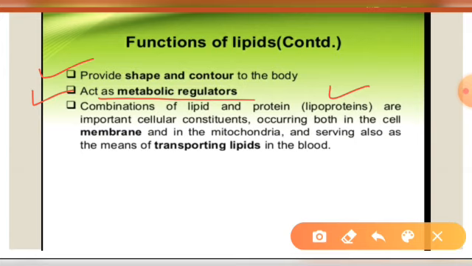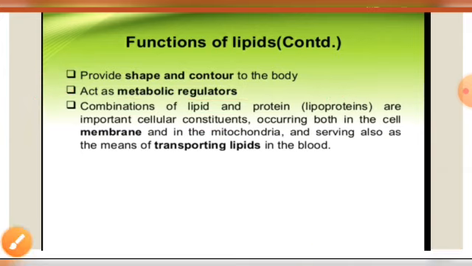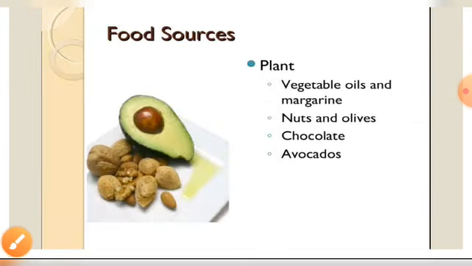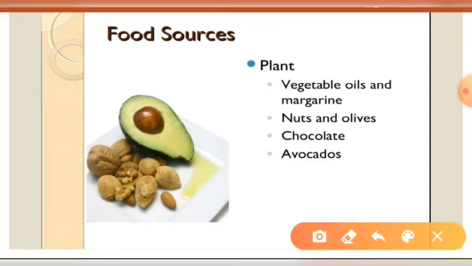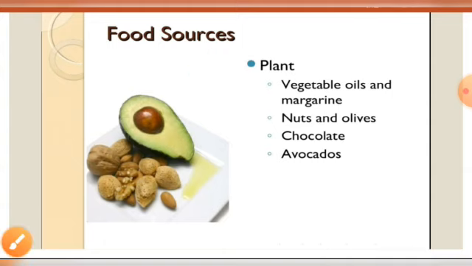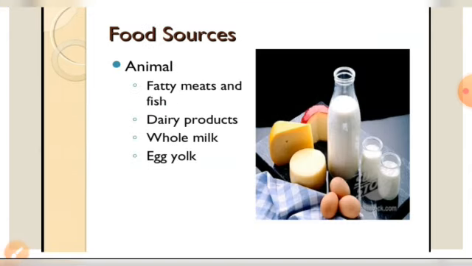So students, this was all about the topic lipids, and we have done in detail about the various types of lipids, what are their examples, the structure of lipids, and now we are left with the sources. What are the various sources of lipids? So first is plant sources, for example vegetable oil, margarine. These are the examples of lipids which are obtained from plants. Nuts, olives, chocolate, avocados, these are all the sources of lipids from plants.